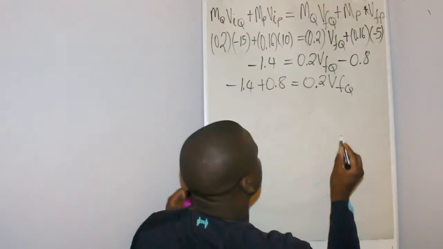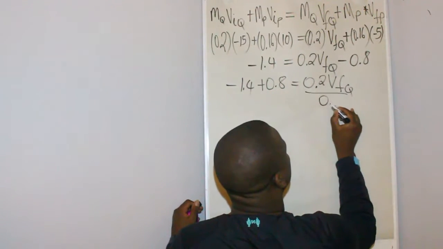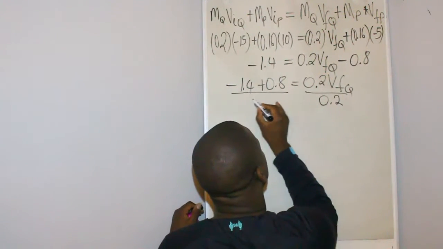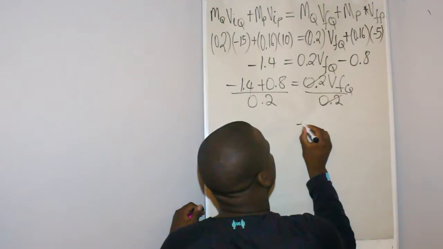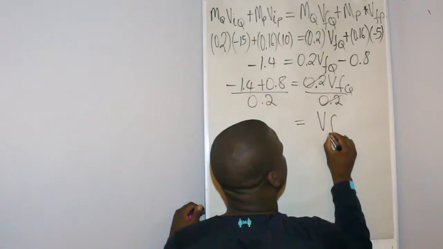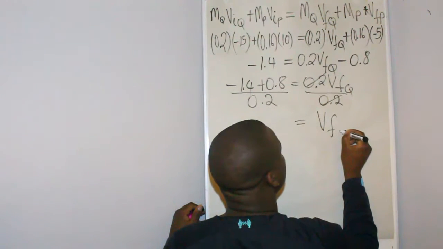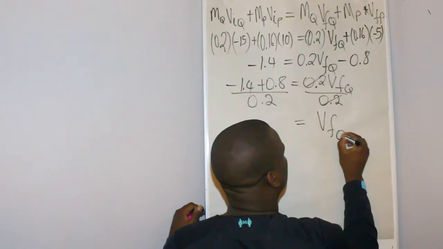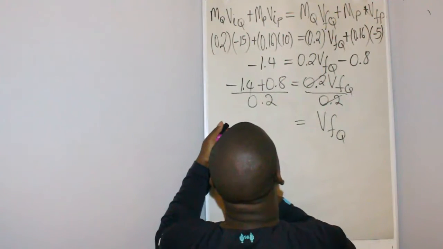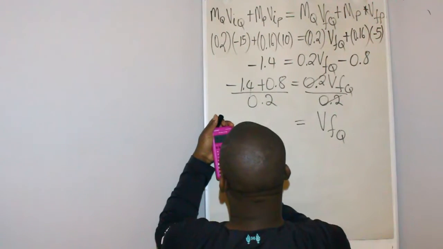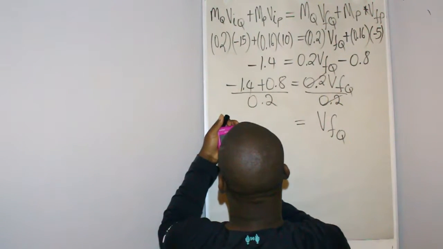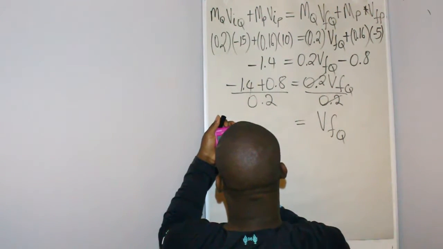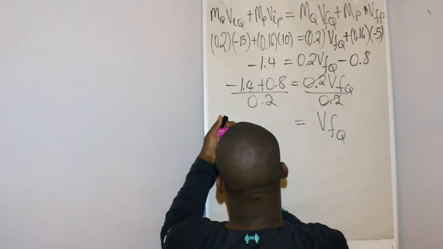So you divide both sides of the equation by 0,2. This one cancels out, and we're left with 1 there. So we have VFQ equal to the simplification of this, which is negative 1.4 plus 0,8 divided by 0,2.